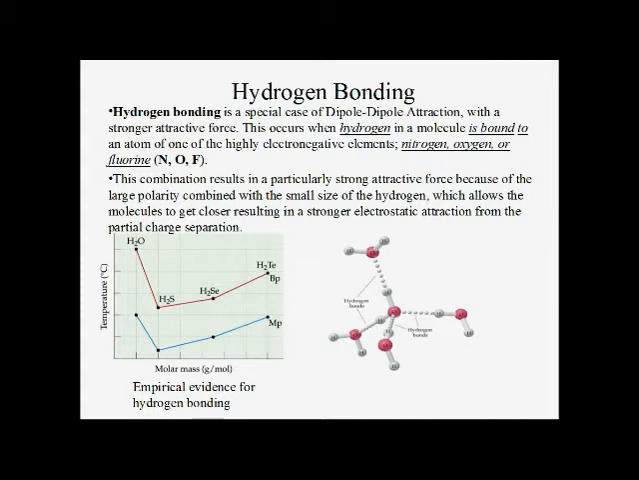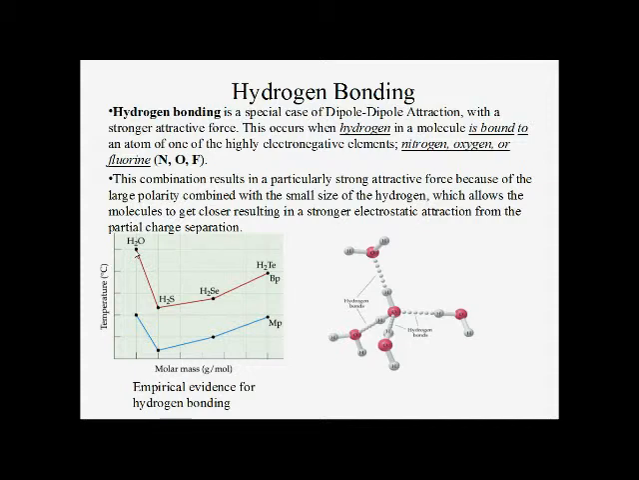So as we increase the molecular mass, we're increasing the attractive dispersion force, which is holding these substances as solids or liquids. So the stronger the force, the more it holds the solid and the liquid together. But we have this strange case where the lightest one, water, has the highest melting point and the highest boiling point.